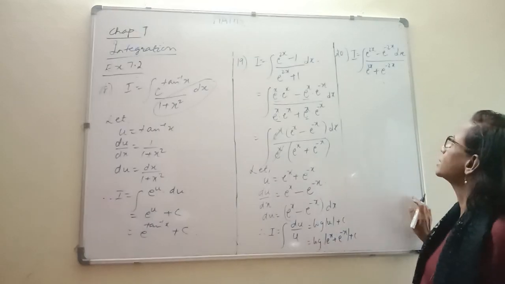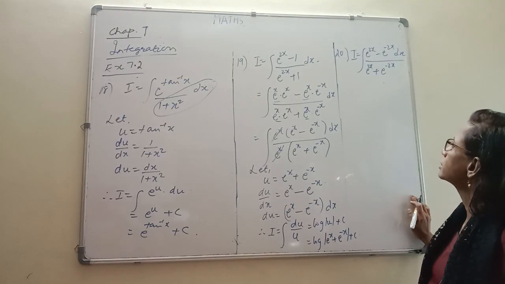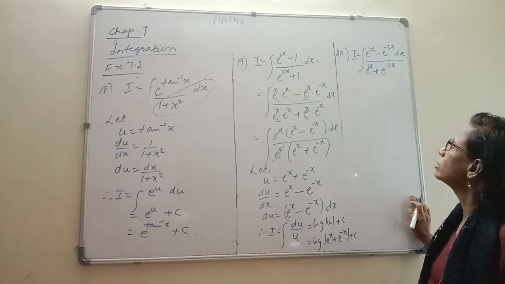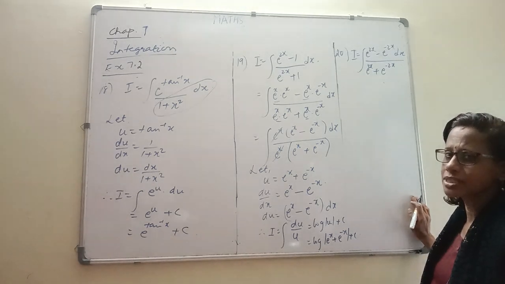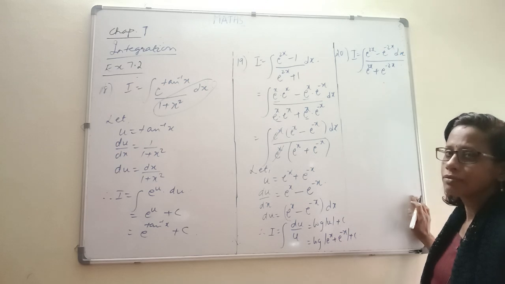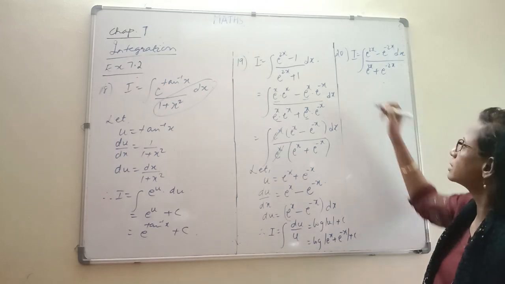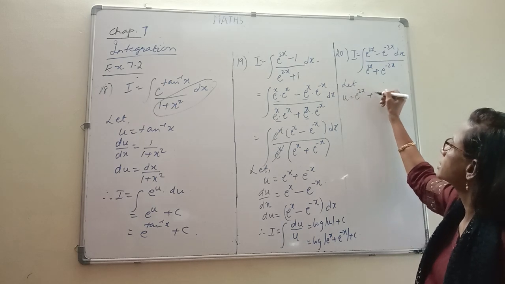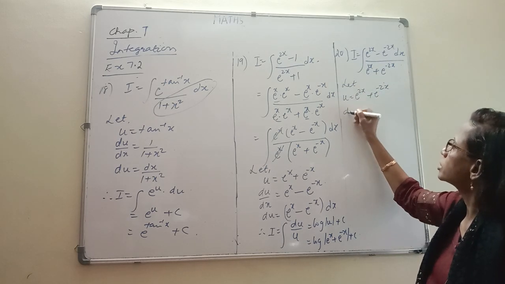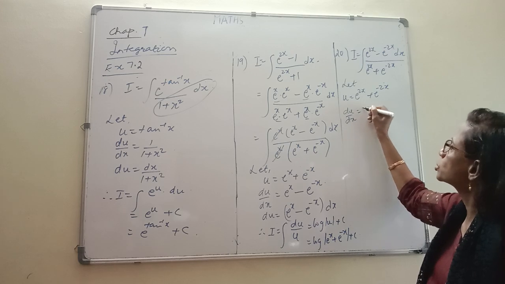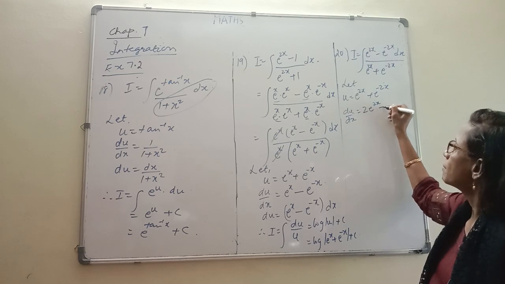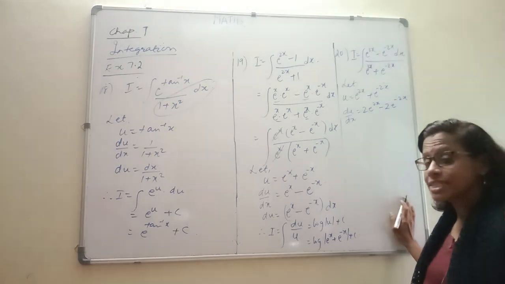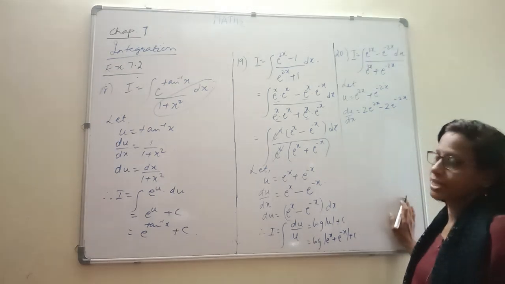We couldn't get the numerator as a derivative of the denominator there, but here, yes, somewhat, not fully, but somewhat, the numerator looks like the derivative of the denominator. Let's make the substitution and see. If we get stuck, we will do something else, but otherwise we will proceed. So let u be e raised to 2x plus e raised to minus 2x. So what is du over dx? It's going to be 2 e raised to 2x minus 2 e raised to minus 2x. Yes, e raised to ax has the derivative a e raised to ax.